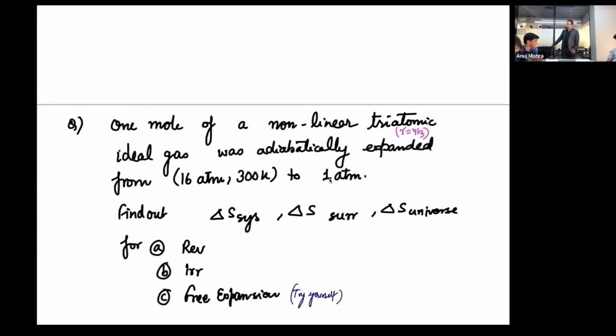For reversible part, all three are zero. Zero, zero, and zero. Yes or no? Why is surrounding zero? Because it's not exchanging heat with the surrounding. Adiabatic is a cutoff, no? So surrounding से तो exchange हो ही नहीं सकता, so zero हो जाएगा. So delta system is zero because dq is zero. dq upon T is your formula, no? dq itself is zero. The integral of dq upon T क्या होगा? Zero ही होगा ना? So note down: delta system is zero, delta surrounding is zero, delta universe is zero.